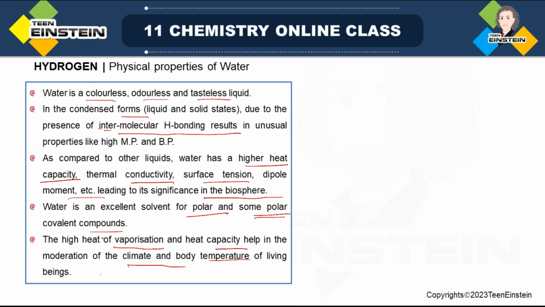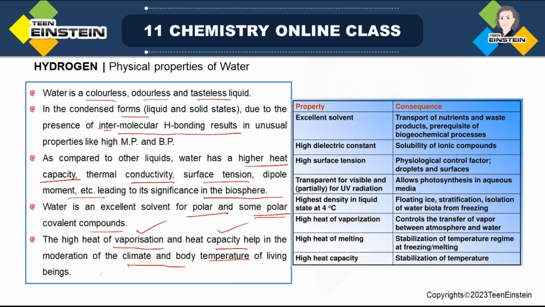This is possible because of the high heat of vaporization and high heat capacity. So this is basically helping in the moderation of the climate and also the body temperature of animals and human beings. Fine. So here we have some properties mentioned in the left hand side column, and the corresponding consequences.